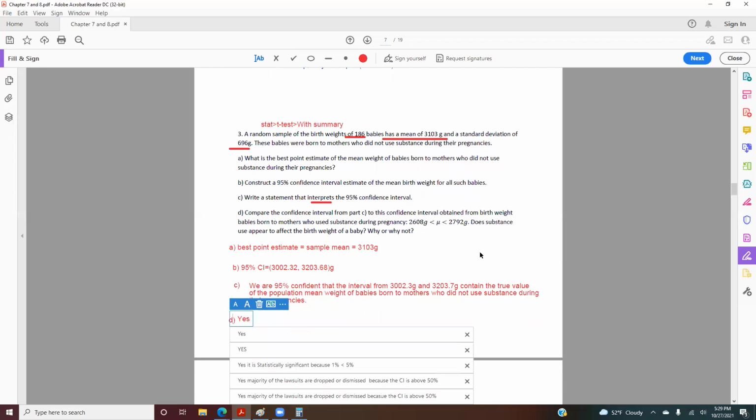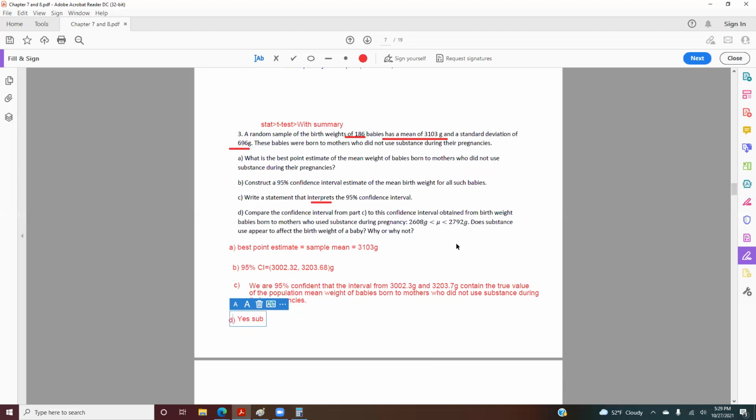So mothers who use substance during pregnancy do affect the birth weight. This is common sense also. If the mother uses substance during pregnancy, it's going to mean not healthy babies. So yes, in this case, substance does affect the birth weight of a baby.